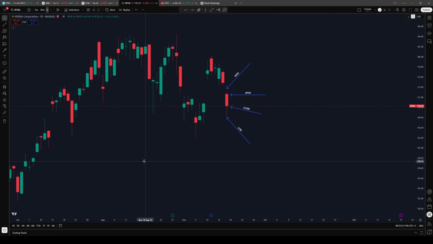One more quick nuance is strength inside the body. If 70 to 80% of the candle was filled and it closes near the extreme, the momentum is real. If it closes mid-range with long wicks, momentum is suspect. So again, the 4 basic parts of a candle are the high, which is the very highest point that the stock traded that day, the open, which is where the cash open happened, the close, which is where the cash close was, and then the low, which is the lowest point that the stock traded that day.